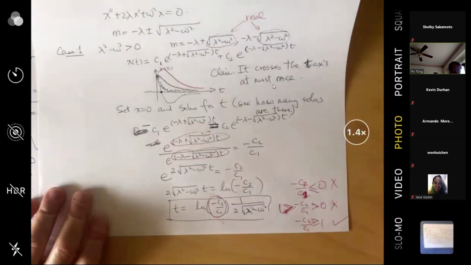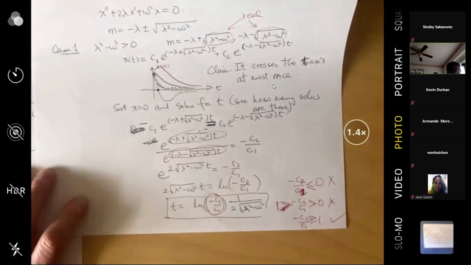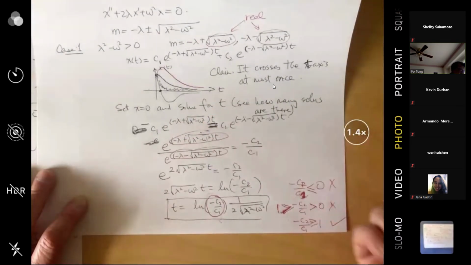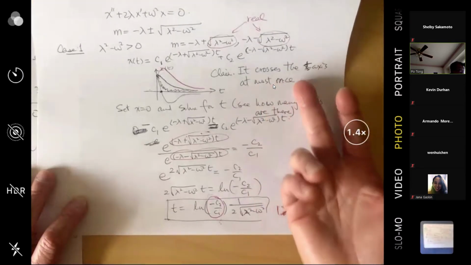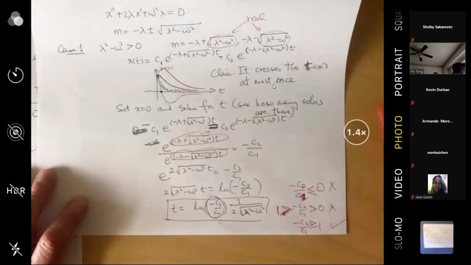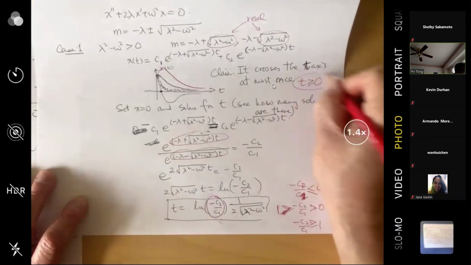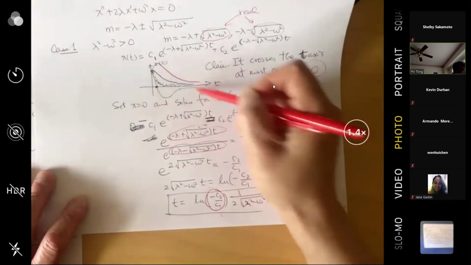I will just have enough time to do the other 2 cases. So any questions so far? This is basically saying that I'm trying to claim that it crosses the t-axis at most once, for t bigger than or equal to 0. I demonstrate that, so it can't really bounce back and forth.